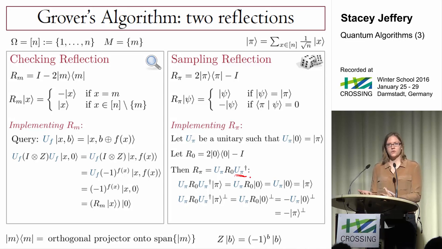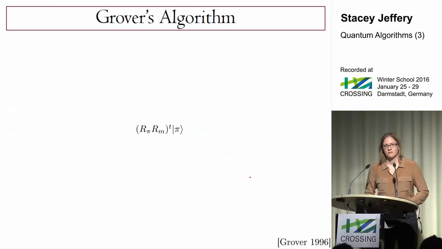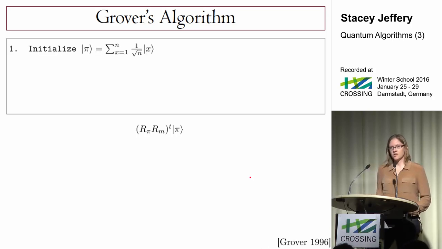Okay, so I've shown you how to implement these two reflections which I've defined, because Grover's algorithm is just going to consist of these two reflections. So now I can actually show you Grover's algorithm. It's just this. So maybe I'll make this a bit more explicit to compare it to our guess and check algorithm. We're just going to start by initializing the state pi. And by initialize, what I really mean is mapping 0, which is what we always assume we start in, state 0, mapping that to pi. But we have to somehow construct a state pi, which again is the uniform superposition. And then again, this is sort of analogous to a classical sampling.